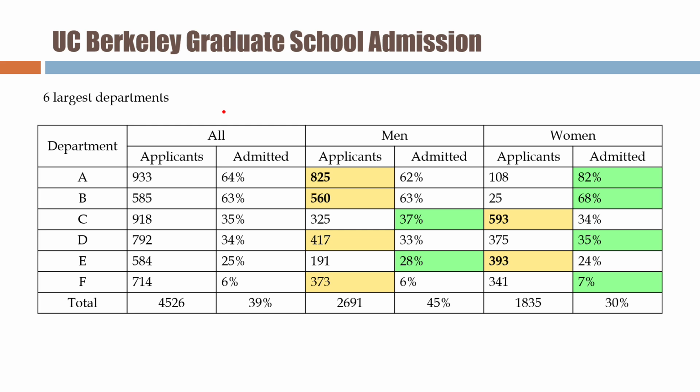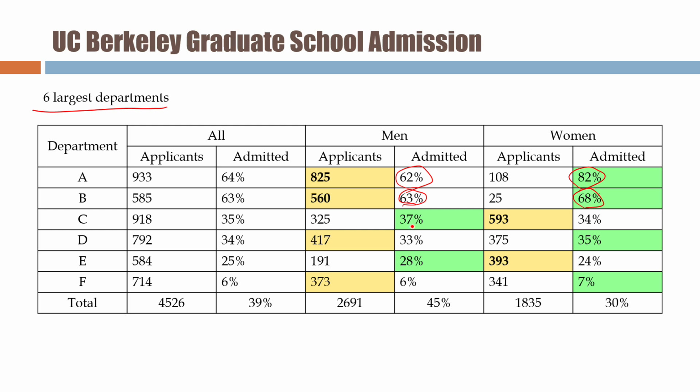Okay, this is the detailed data. We take a look at the six largest departments in UC Berkeley, departments A, B, C, D, E, F. If you look at the department level data, in department A, men's admission rate was 62, but women's admission rate is 82. Women have a way higher admission rate. Department B, men got 63, women got 68, so not a lot, but still women got higher.